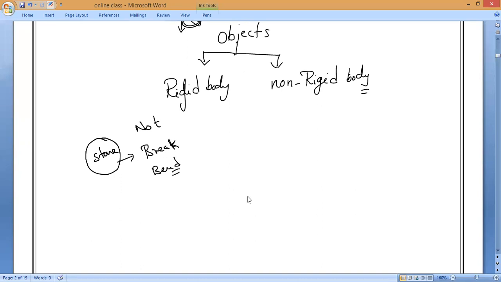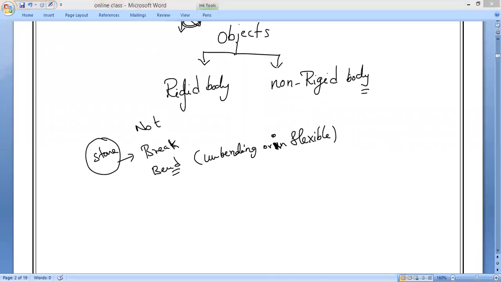Are you bending the stone, Danishkar? No, it is not possible. Yes or no? If it is not possible to bend, we can say it is unbending. Is it yes or no, guys? If it is bending, we can say flexible. If it is not bending, then we can say, sorry, not unflexible, we can say inflexible. So please all of you write it: inflexible. So unbending, or we can say inflexible.